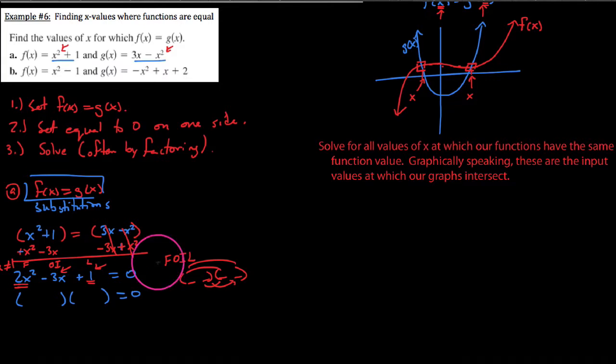To unfoil this, we're going to start with our F and our L and do those first. That is to say, I want to find out what two things I could multiply here and here that give me a 2x squared. And the only two I can think of are a 2x and an x. So with respect to unfoiling, we've got the F. Now let's do the L.